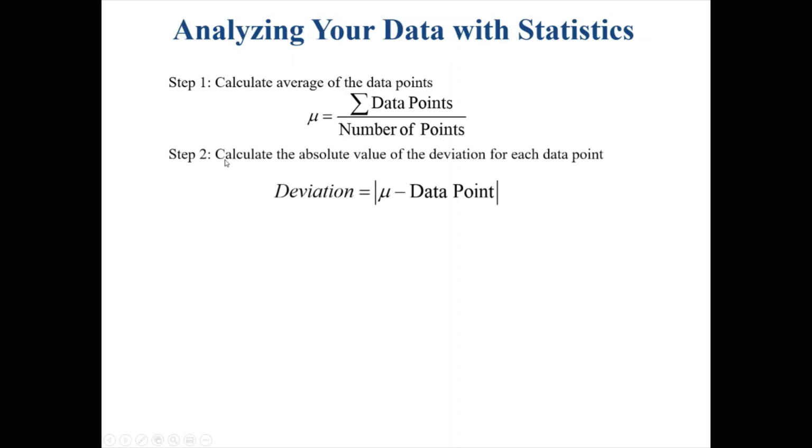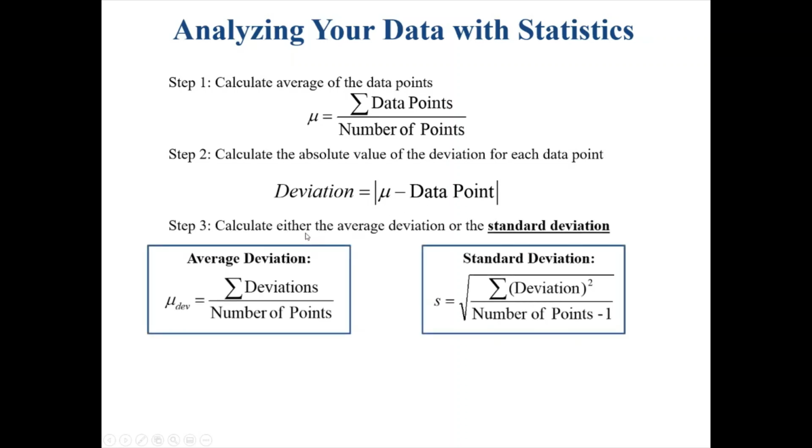Then when we want to calculate the deviation, what we're going to do is take the average and subtract away the data point, or vice versa. You can take the data point and subtract the average. It doesn't matter which direction you go in, because there are these bars on the outside, which tell you that you're going to take the absolute value. So whether the value comes out as a plus or a minus, you're going to report the value as a positive value, because this is an absolute value. All we're interested in is how different the data point is from the average.